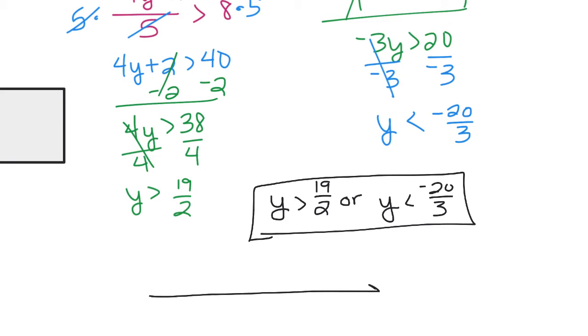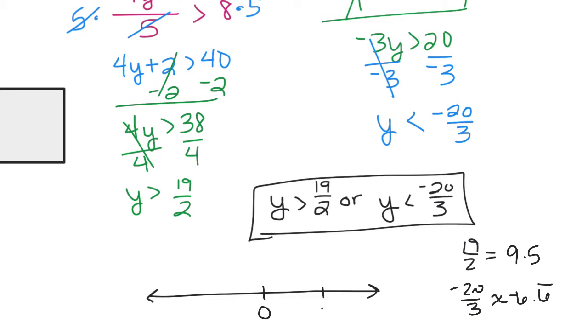Now let's graph it. For a number line, decimals are easier to graph than fractions. So 19 over 2 is really 9.5. And then negative 20 over 3 is about negative 6.6 repeating. So it's a repeating decimal, but we can estimate. So I don't actually have to make 10 tick marks. As long as everything is labeled, it's accurate.